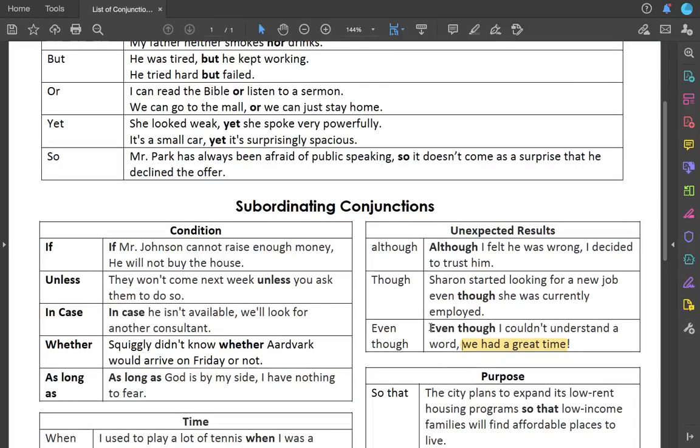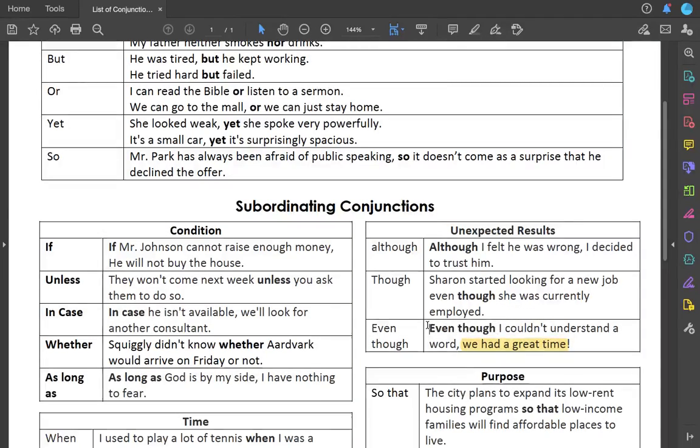Now we also have what we call a dependent clause right here, because you have a subject, you also have a verb right here, "couldn't understand," but at the beginning of this clause is a subordinating conjunction. Therefore, it cannot stand alone. Why couldn't it stand alone?